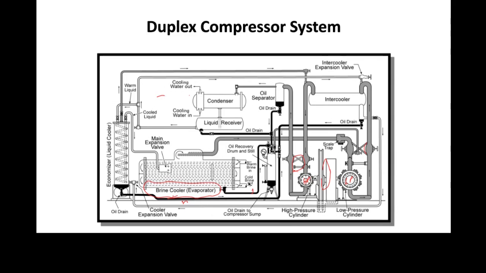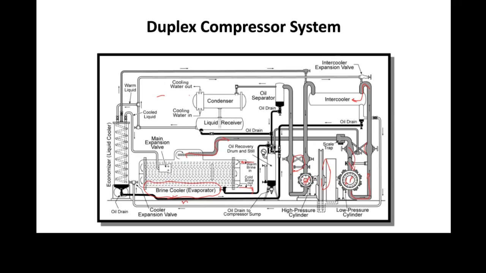Okay, so now what we've got is warm brine comes in. So this is a flooded evaporator. It's a shell and tube heat exchanger. And now we're producing vapor. That vapor is going to go through this suction line at low pressure, and it goes into our low pressure compressor. And the low pressure cylinder pumps it out into an intercooler, which is really, really interesting.